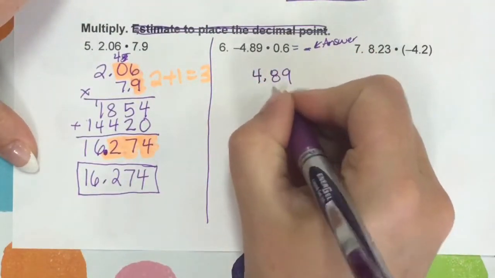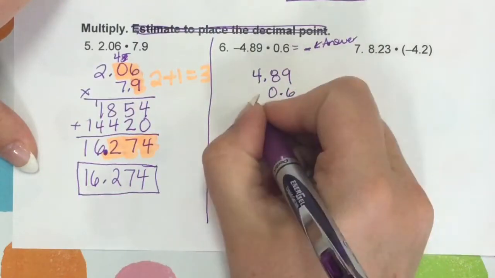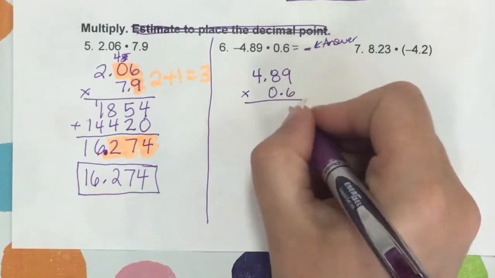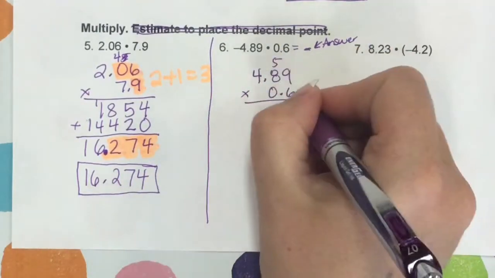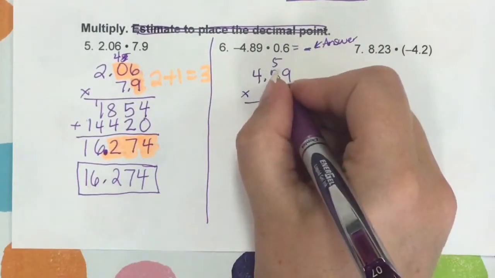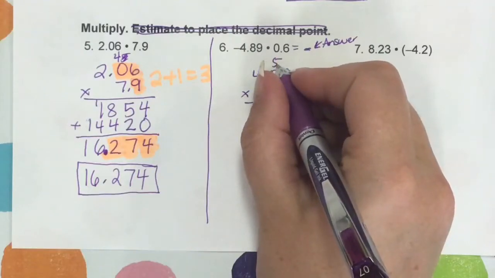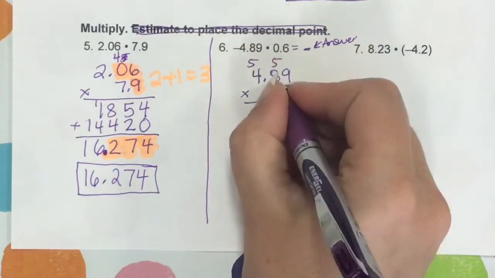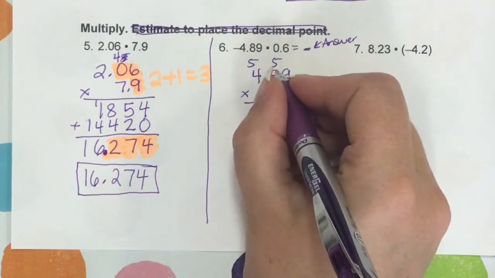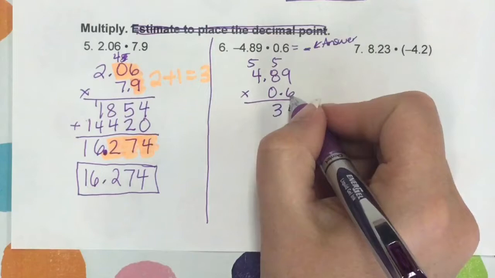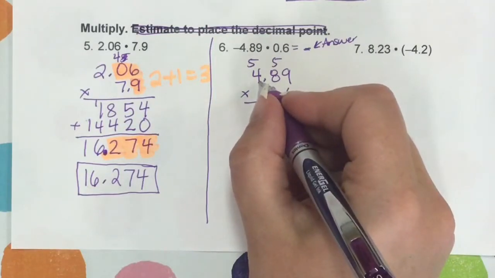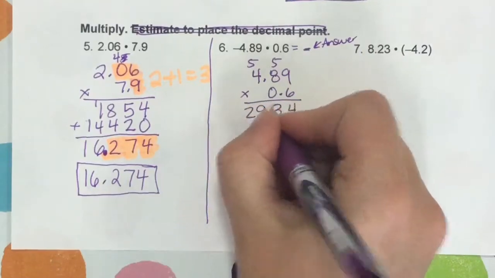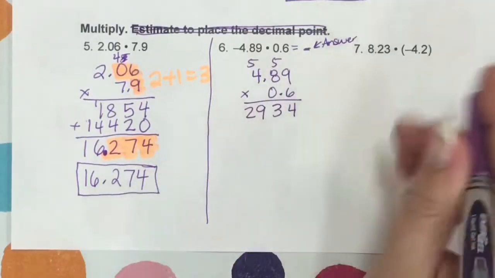So we have 4.89 and 0.6. Multiplying. 6 times 9 is 54. Write the 4, carry the 5. 6 times 8 is 48, plus 5 would be 53. Write the 3, carry the 5. And then 6 times 4 is 24, plus 5 would be 29. And then there's just a 0 there, so we're good, we're done.